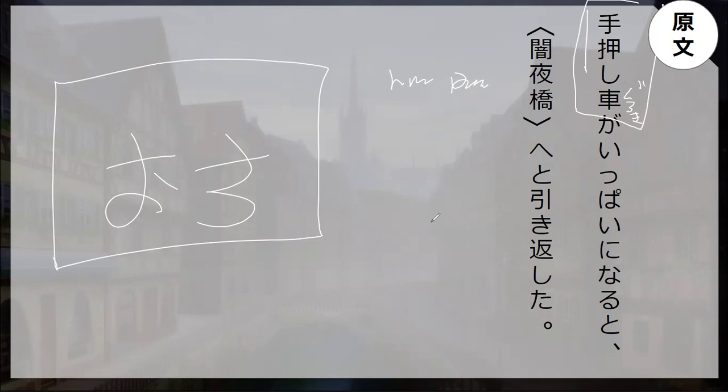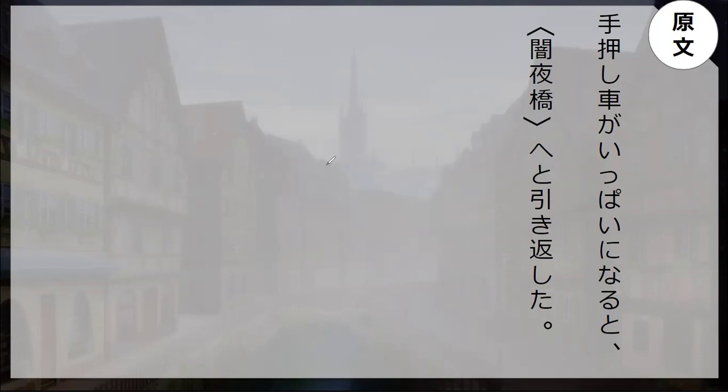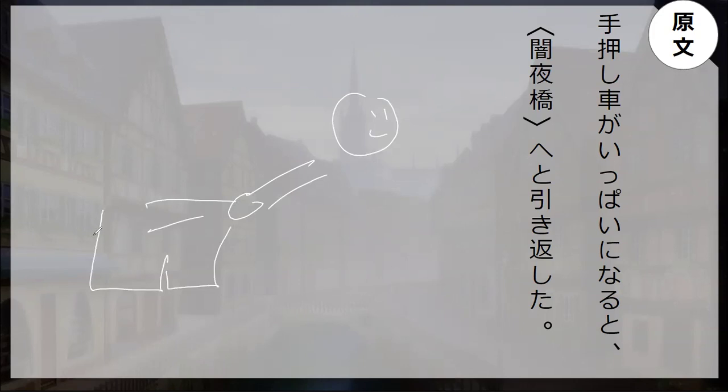What kind of cart is it? It's a hand push cart, like a wheelbarrow or something. Not a pulling cart. If you're pulling it, it's no longer a teoshi. That'd be like a tehiki, hikiguruma.